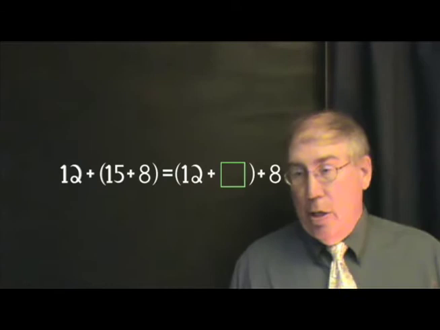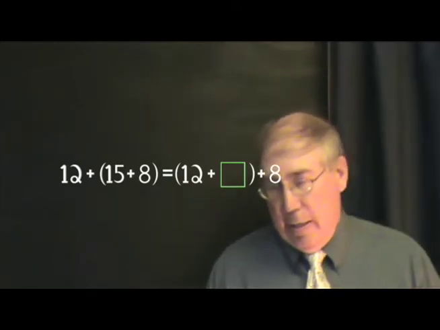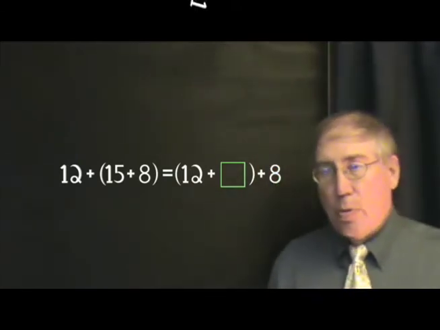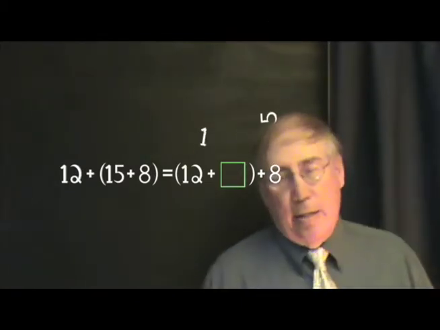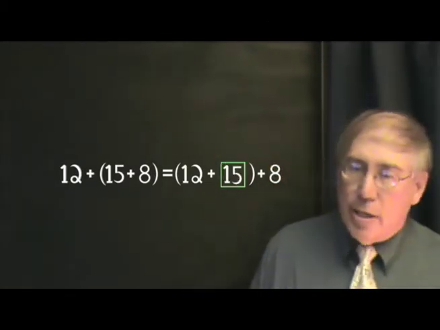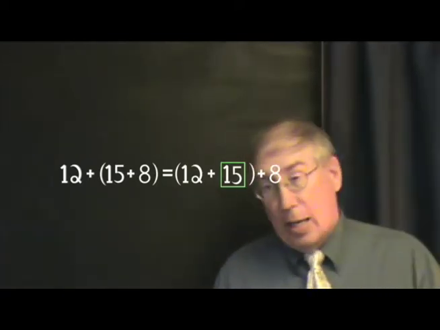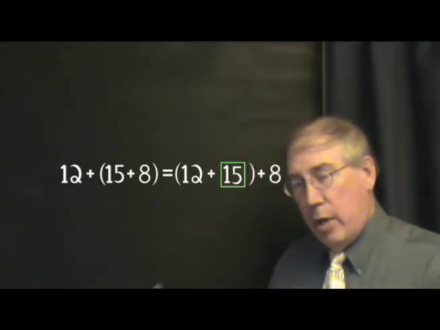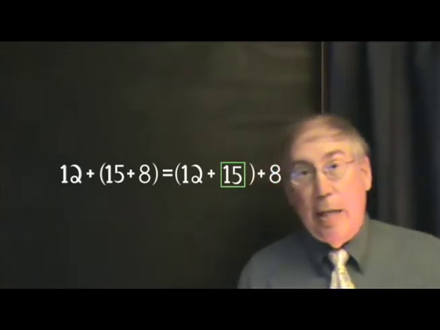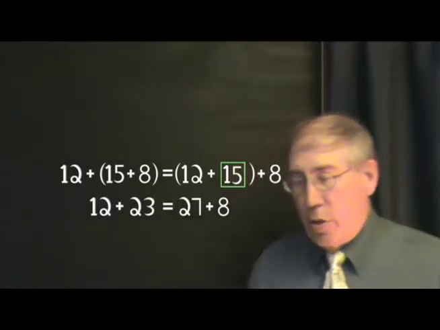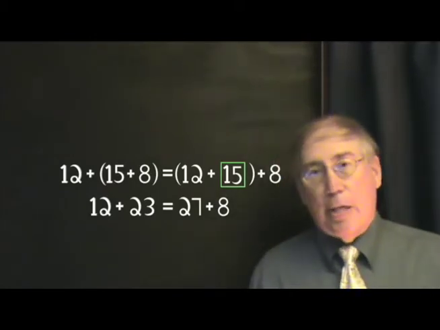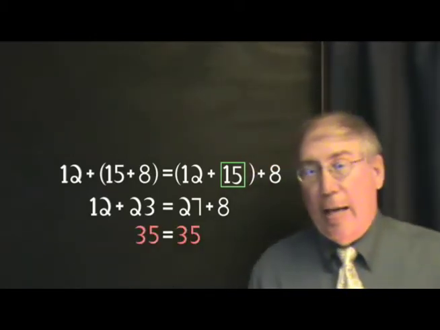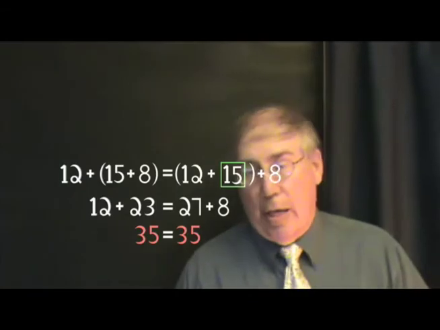Again, we have the associative property. So we'll drop, looks like, a 15 into the green box. On the left hand side we're grouping 15 and 8 together, and on the right hand side the 12 and the 15 together. So when we work this out, we get 12 plus 23 equals 27 plus 8, and again both sides are equal.